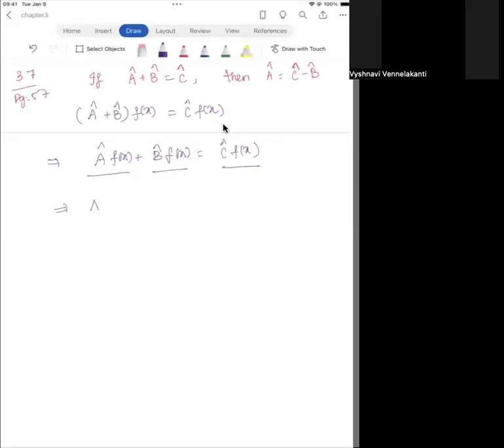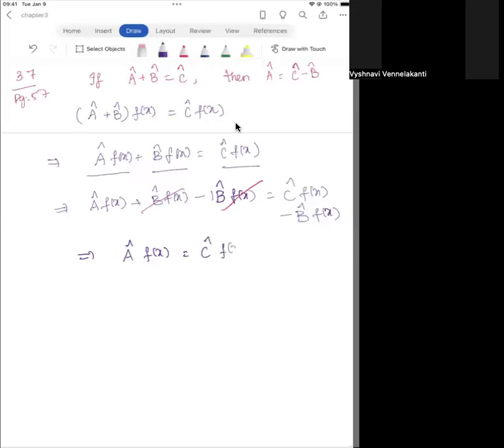So we can simply, because we're dealing with functions, we can simply subtract this function on both sides of the equation. And that would mean, by deleting f of x on both sides, we would actually get this.